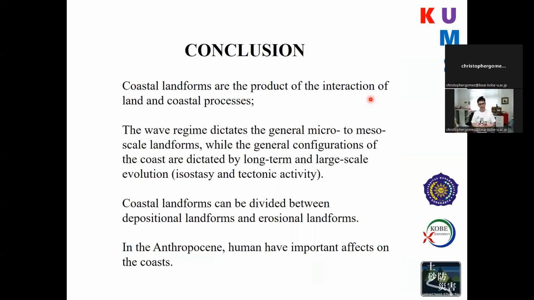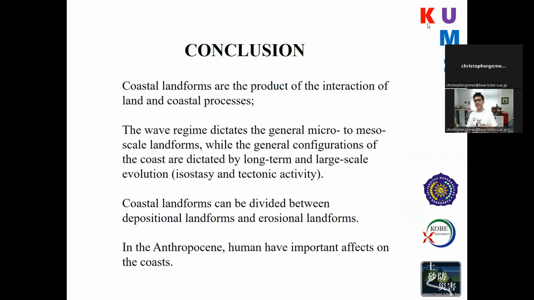So in conclusion today, coastal landforms are certainly the product of the interaction of land and coastal processes. The wave regime dictates the general micro and mesoscale landforms, while the general configurations of the coast are dictated by long-term and large-scale evolution, like isostasy and tectonic activity. A coastal landform can be divided between a depositional landform and erosional landform, and in the Anthropocene, humans have an important effect on the coasts as well.